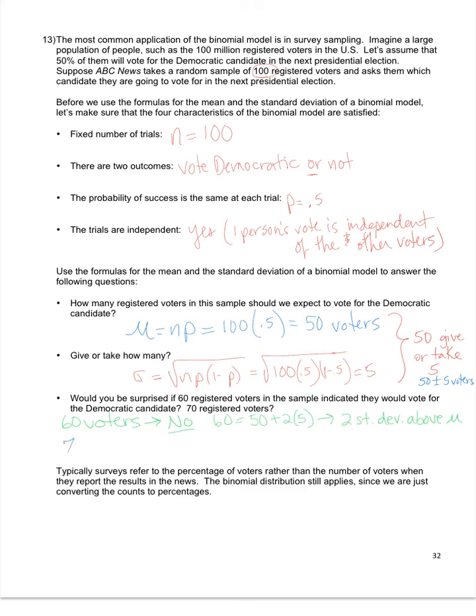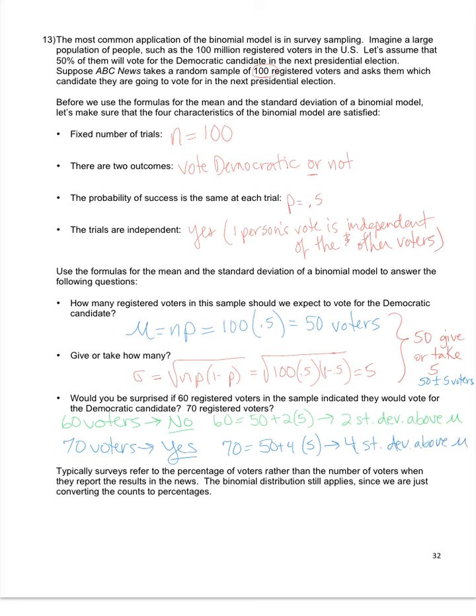All right, for 70 voters, this one we might say, yeah, we'll be a little surprised. So we'll say yes for this one. And the reason for that is 70 is, let's see, that looks like 4 standard deviations above. And that's something really unusual, to be 4 standard deviations away from the mean, or in this case, above the mean.